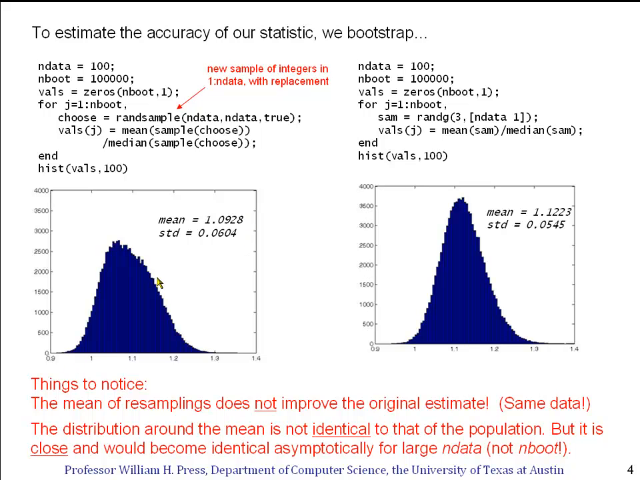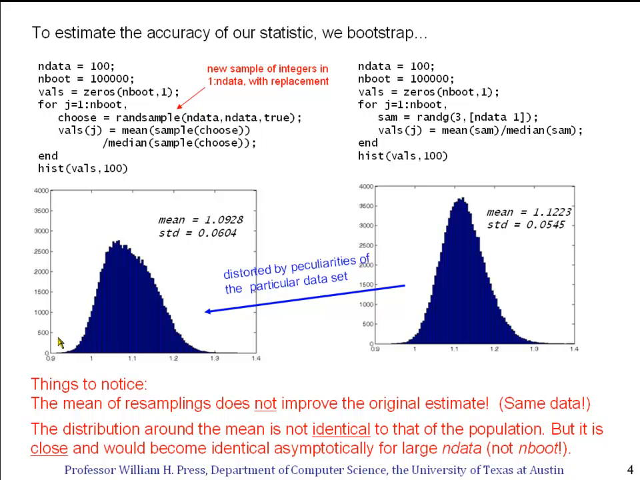The other thing to notice is that these two distributions are not identical. They have similar means and similar standard deviations, but they would only become identical in the asymptotic limit of the data set being very large, of our having had way more than 100 points in the original sample. There's nothing in allowing n-boot, the number of bootstrap resamples, to become large that would bring these distributions close to each other.